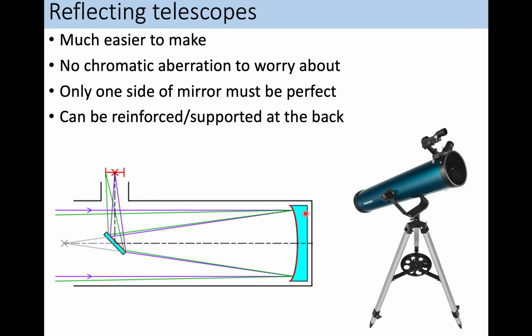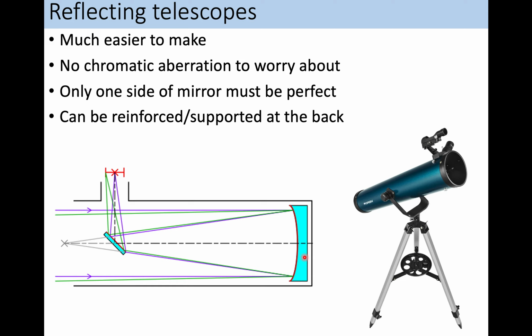Another plus is that the telescope only uses one side of your mirror. With a refracting telescope, you have to have a really perfect lens, both sides. With a reflecting telescope, you need to have a very perfect mirror, but only one side of the mirror. A plus in this is that the mirror can then be reinforced and supported at the back, so it's going to be more sturdy. So it makes these telescopes a lot more stable, with less maintenance, and significantly cheaper.